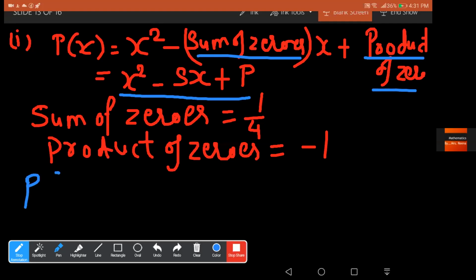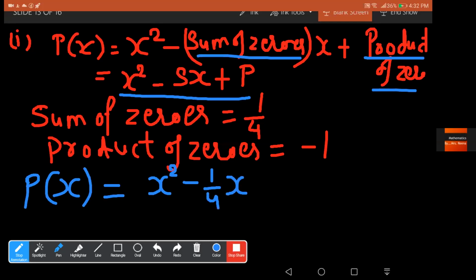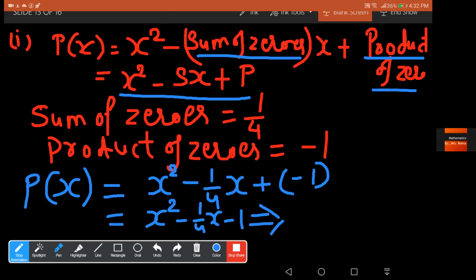So here in our first question, sum of zeros is given 1 by 4. So we will write x square minus 1 by 4 x and plus product of zeros is minus 1. So it will be minus 1. So we will have x square minus 1 by 4 x minus 1. Yes, if we have any number in the denominator, we can multiply by that number and we can find out.